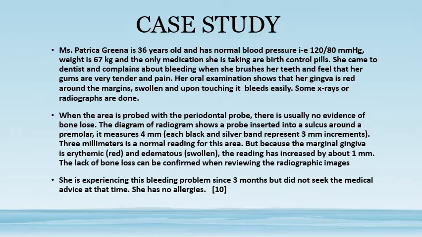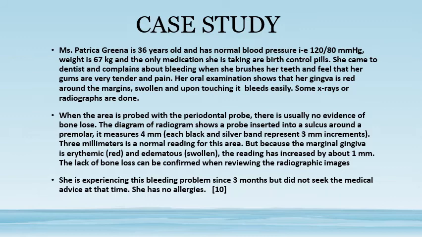It measures about 4 mm. Each black and silver band represents a 3 mm increment. 3 mm is a normal reading for this area. But because the marginal gingiva is erythematous and edematous, the reading has increased by about 1 mm. The lack of bone loss can be confirmed when reviewing the radiographic images.